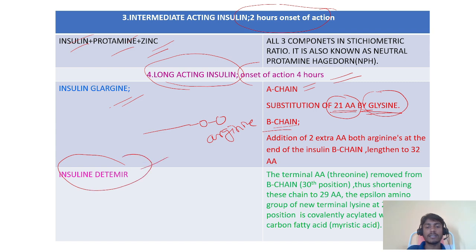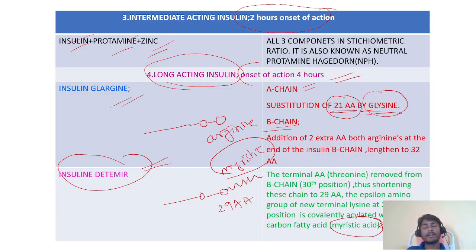Next comes insulin detemir. The terminal amino acid threonine is removed from the B chain 30th position, thus shortening the chain to 29. So like this, 30 amino acids are there. If we remove the last one, then only 29 amino acids are there. See, the epsilon amino group of the new terminal lysine at 29th position is covalently acylated with a 14 carbon fatty acid. See here, we need to substitute myristic acid. At the 29th position, when it is substituted with myristic acid, we get insulin detemir.